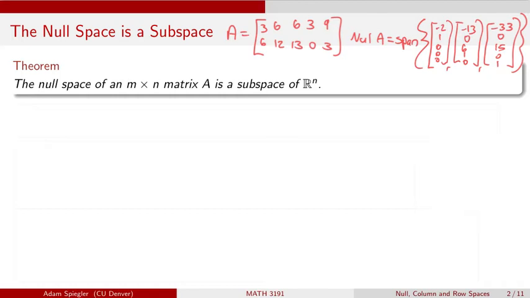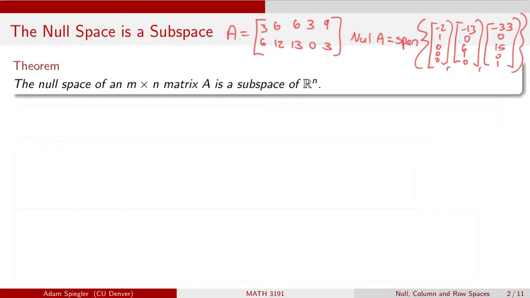If we want to show that the null space of a matrix is a subspace of its domain, then we need to prove three things: that this space contains the zero vector, that the null space is closed under addition, and that the null space is closed under scalar multiplication.